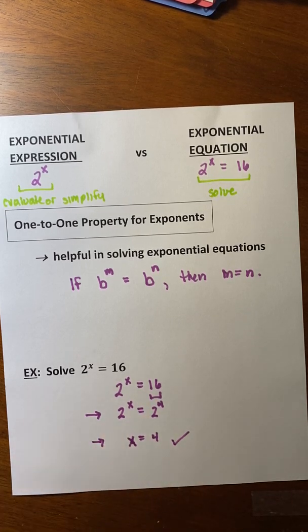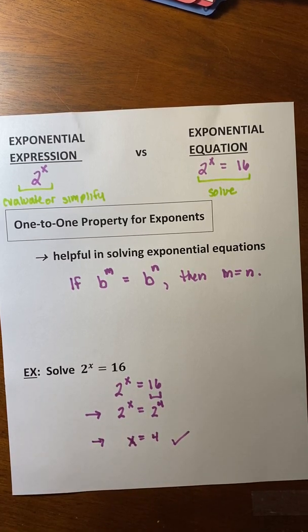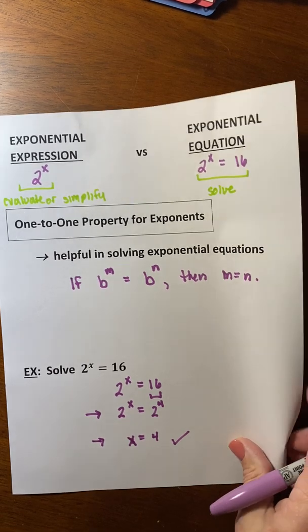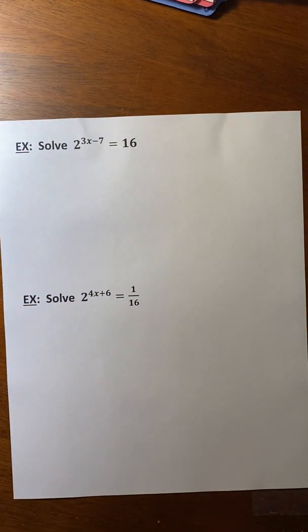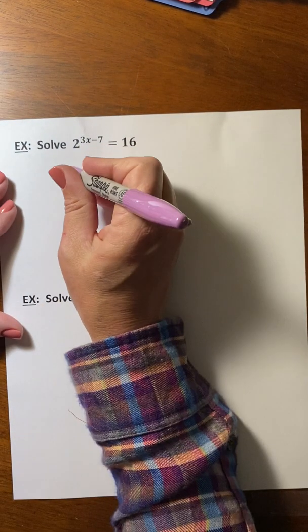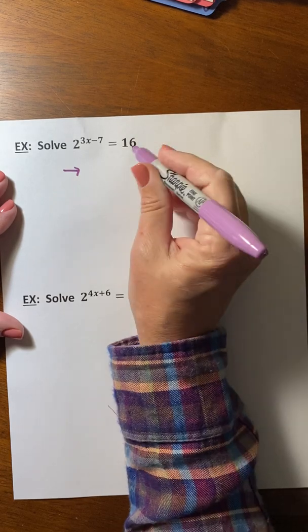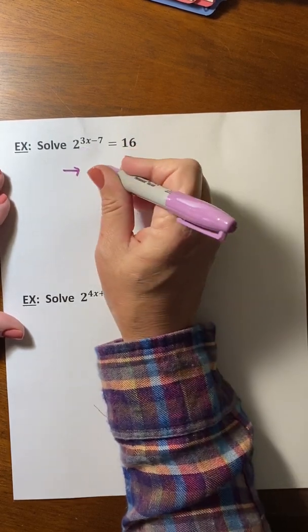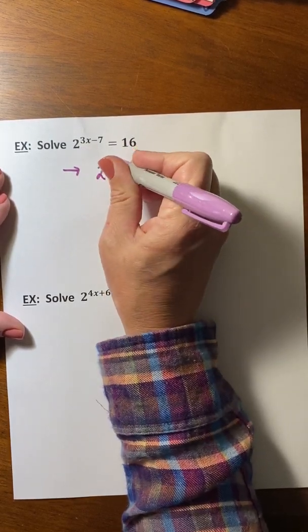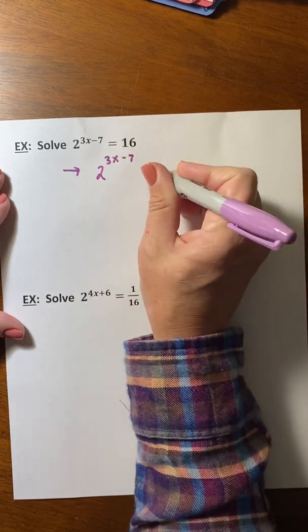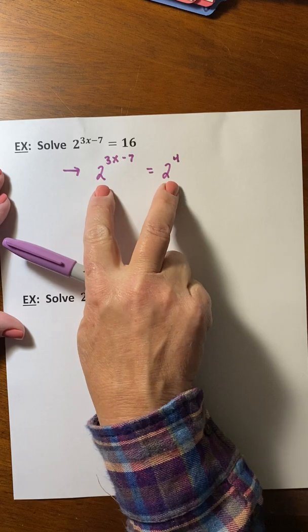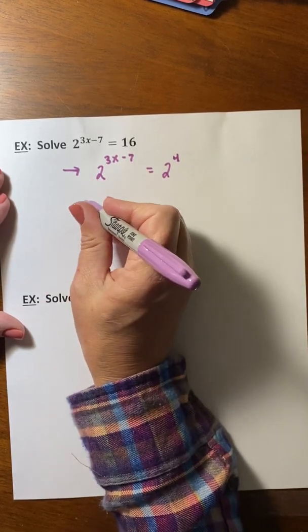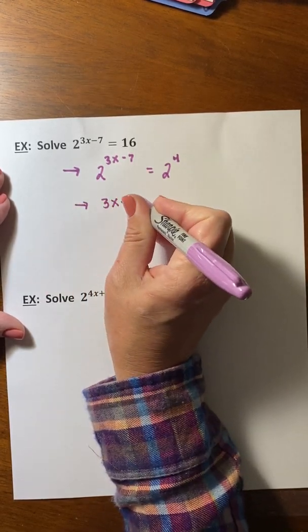I could have just looked at that and said that, but we're going to get a little bit trickier, of course. Let's suppose I had this instead. I had 2 to the power 3x minus 7 equals 16. Well, our goal here is to get the bases the same, and we can write 16 as base 2. So we're going to keep this as 2 to the 3x minus 7 power and rewrite 16 as 2 to the 4th. Now that we have equal bases, the one-to-one property says we can just set the exponents equal.